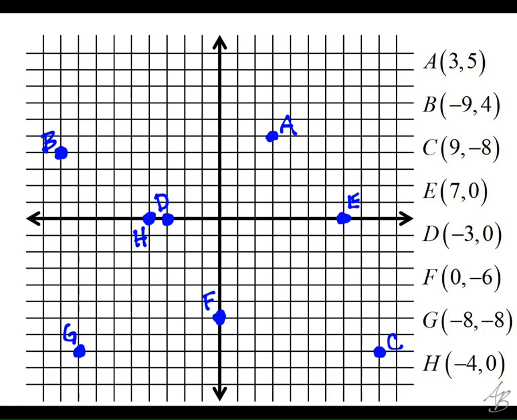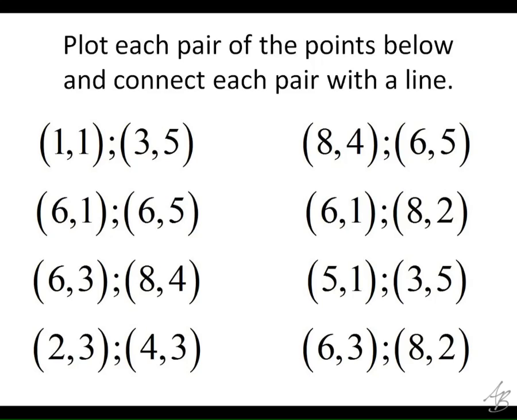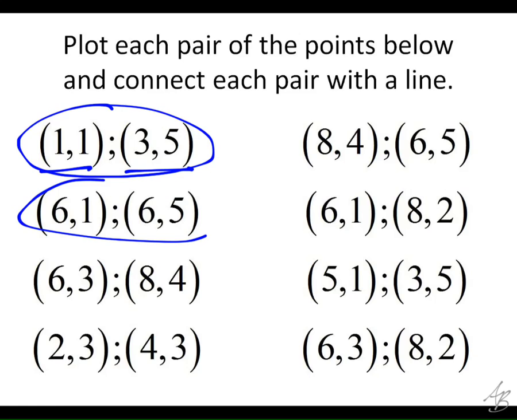Right there. For this part here, what you want to do is plot both of the points in each pair. So plot the 1, 1, plot the 3, 5, and then connect those. Okay, the only ones that you're going to connect are the ones that are right next to each other. So you're going to connect 1, 1 to 3, 5. You're going to connect 6, 1 to 6, 5. But you're not going to connect this one to this one. All right, so here's what it's going to look like.